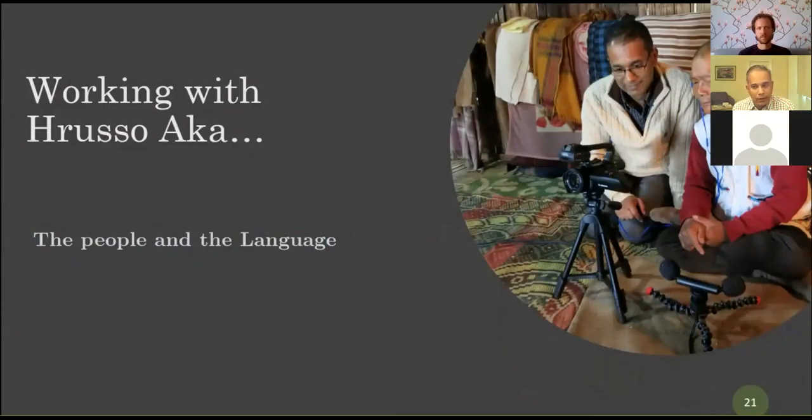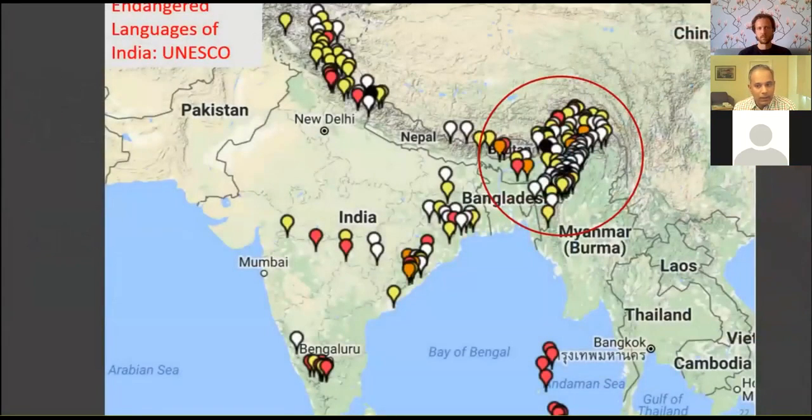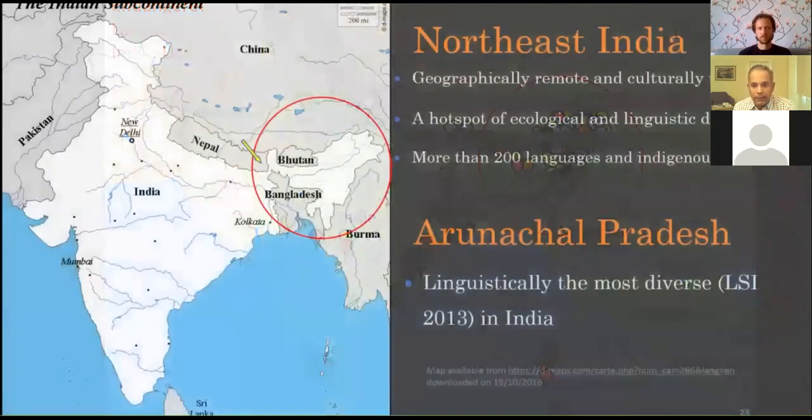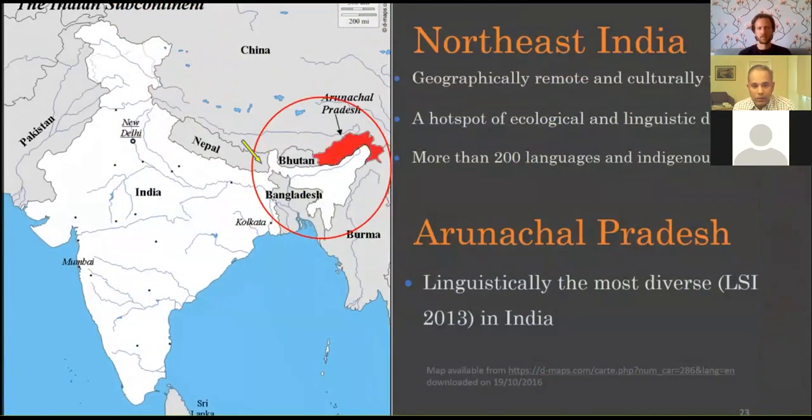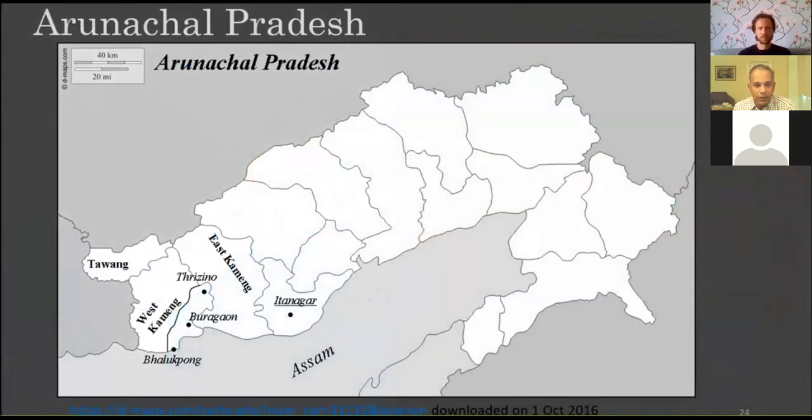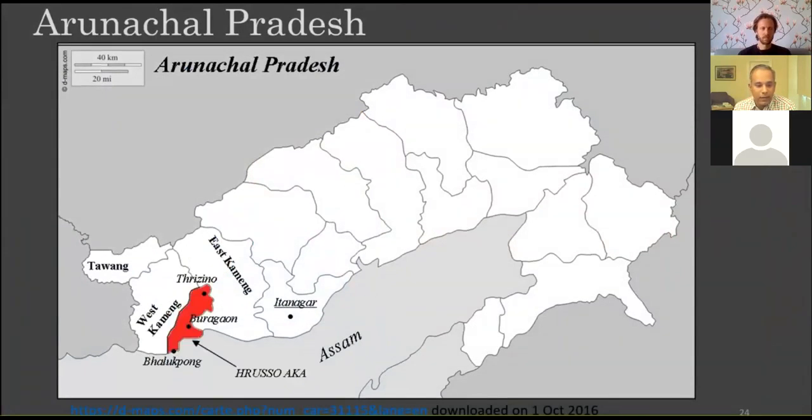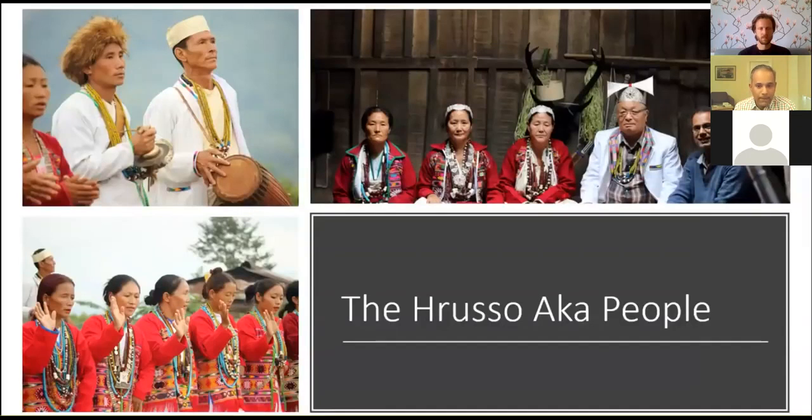In this section, I would like to give a little bit of introduction to Hrusso people and their land and their language. Northeast India, where Hrusso people live, is a linguistic diversity hotspot. You can see in that red circle how many languages are concentrated in that small area in India. This is the state of Arunachal Pradesh, and in that state, Hrusso people live in the West Kameng district, in three administrative circles called Trijino, Buragaon, Jamiri, and Balupong. These are some of the photographs of our people in their traditional dress.